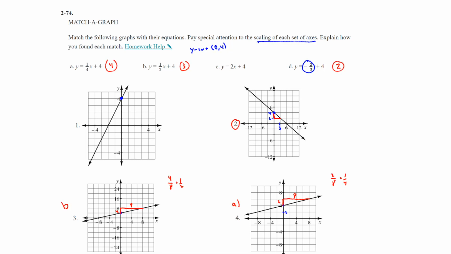So we might have to pick this point here. It looks like it's going up 2 units and over 1. Now that one's scaled 1 by 1, so that is correct there. So C would be graph number 1.